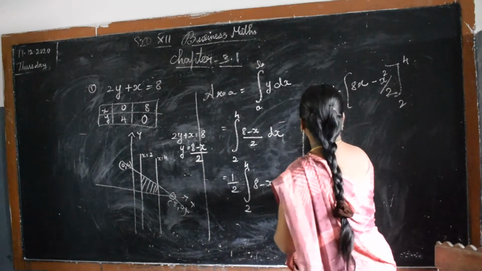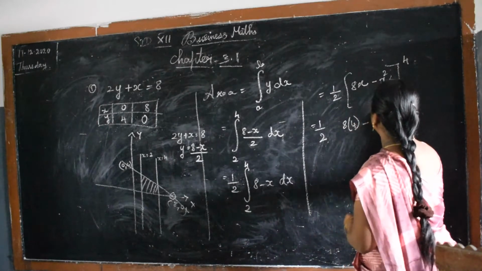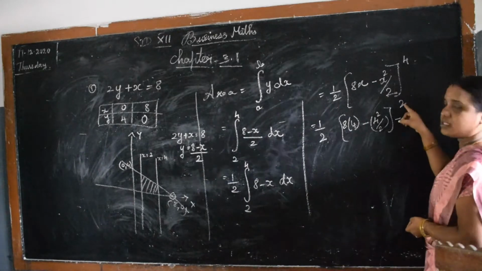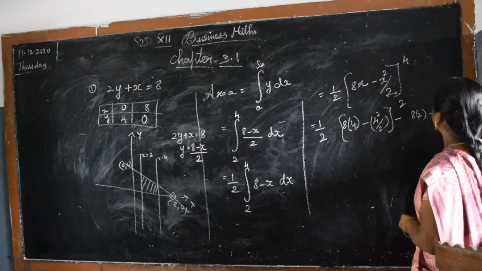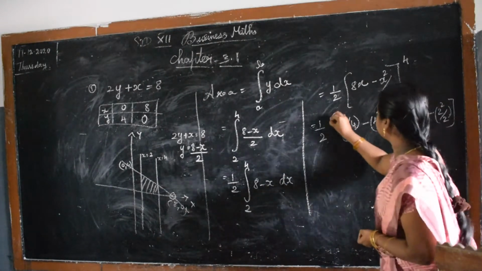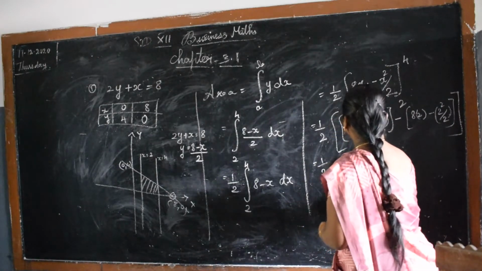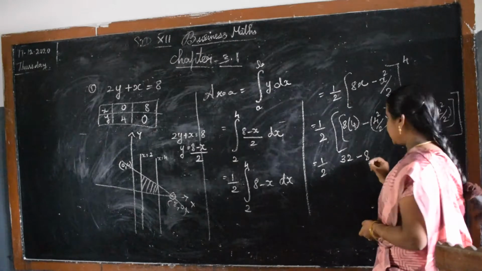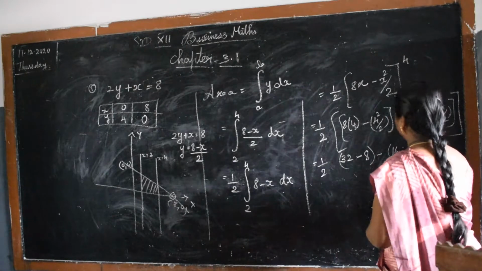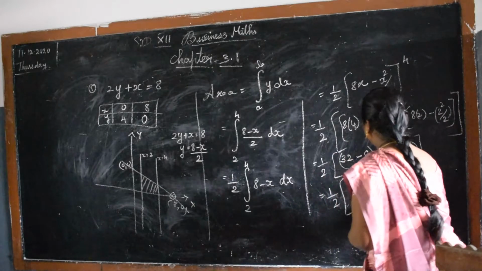So, 8 4s are 32. Now you substitute the upper limit: minus 4 square by 2. This is the upper limit. Minus the lower limit, which is 2 here. So 8 into 2, minus 2 square by 2. Now what is the value of this? 32 minus 16 by 2 is 8. Minus 16 minus 2. Half into 24 minus 14.